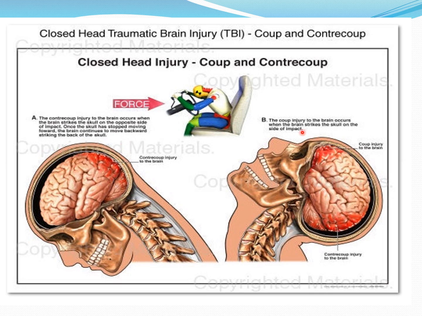In picture B, the coup injury to the brain occurs when the brain strikes the skull on the side of the impact. So this is the side of the impact which strikes the steering wheel, as seen in this picture. It is the striking surface. So here the coup injury is produced.